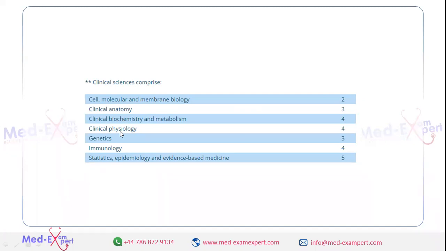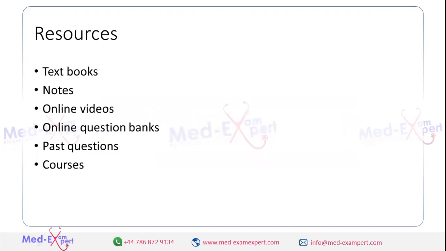But statistics and epidemiology you need to read when you have a lot of time, because you need to apply the different statistical tests for different situations. So you need to go through them in slightly more detail, but the rest of the topics you don't need to go through in a textbook. Just go through a few previous questions. That is more than enough. So this is about the clinical sciences.